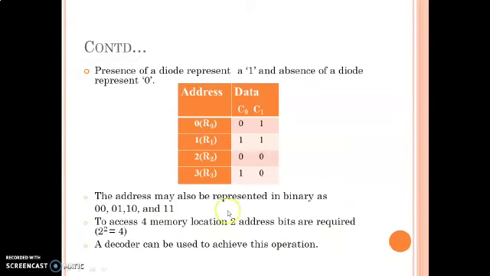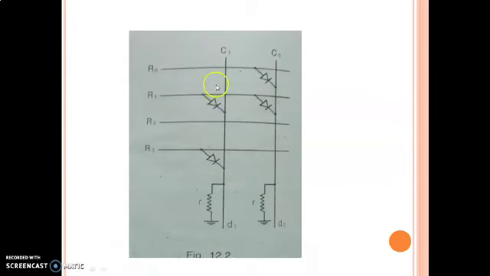A decoder can also be used to achieve this operation. Presence of a diode represents a 1 and the absence of a diode represents a 0. Here, we can see the circuit of this matrix form. That is, if the diode is connected, it represents that bit 1 is stored. If there is absence of a diode, it represents a 0 bit. In a similar way, this is how we get the truth table.